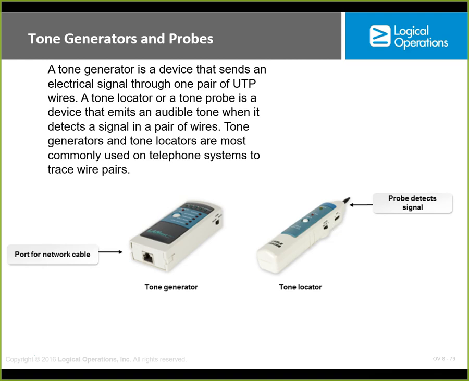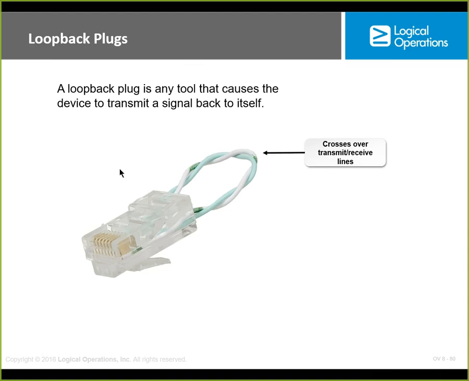We moved into a building one time and it had wire all over the place. Some of it we could reuse and some of it we couldn't. But in order to find out where the wire actually went, we needed a tone generator to find out from end to end, point to point, where it went. It's most commonly used in telephone systems to trace wire pairs. It can be used in networks to find out where one is.